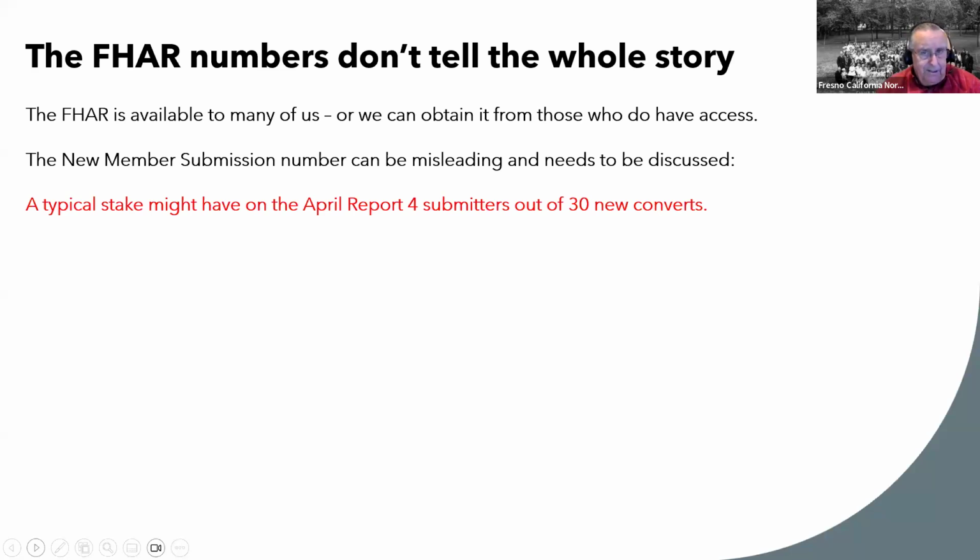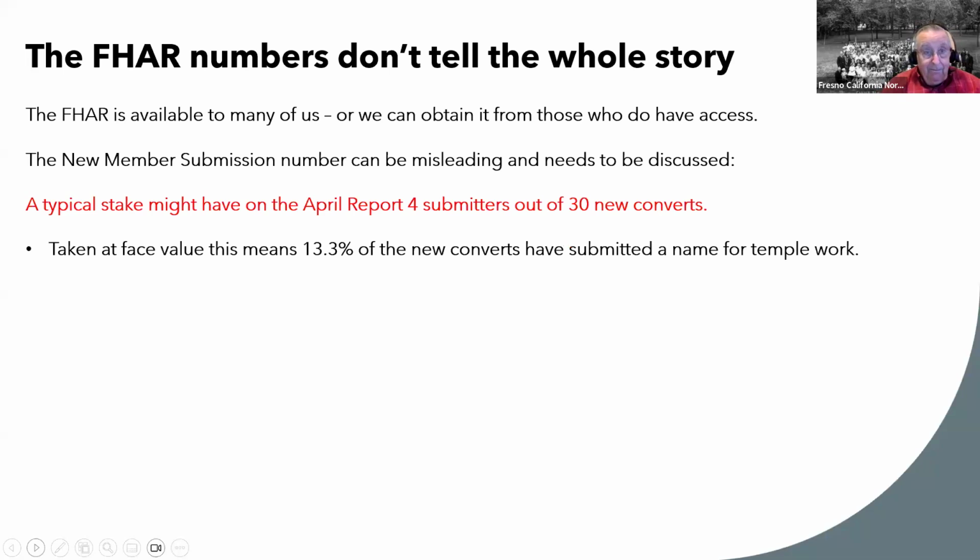So a typical stake might have on their April report, which is one of the most recent ones, something like 4 submitters out of 30 new converts. Well, those 30 converts are people that have joined the church since January 1. That's the way the report works. Now, taken at face value, that means that about 13% of that stake's new converts have submitted a name for temple work.